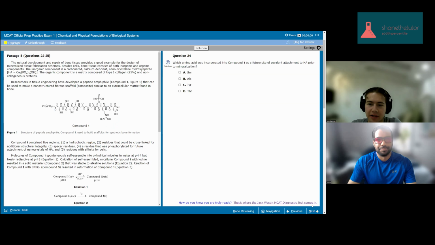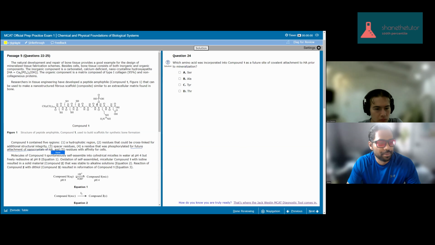Which amino acid was incorporated into compound one, the future site of covalent attachment to HA prior to mineralization? So they're asking about the phosphate, right? They also told us here that it was for this purpose, right? So Serine.